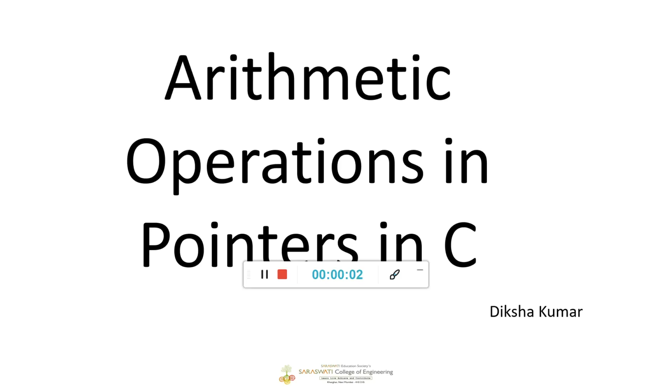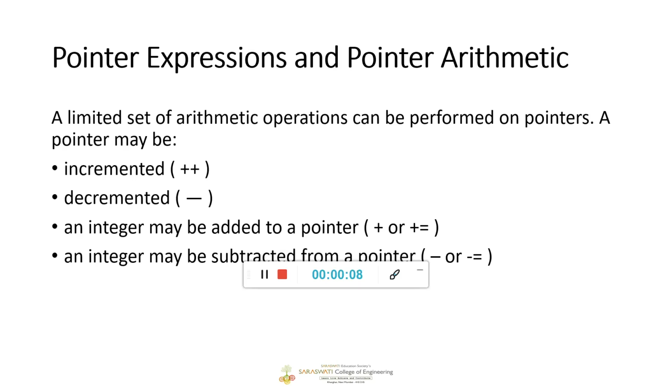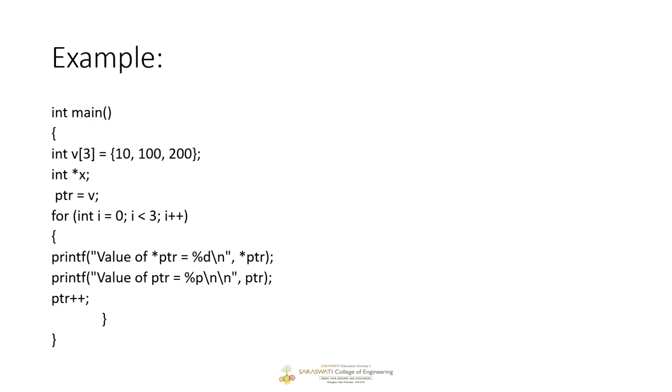Hello, in this video we will see arithmetic operations on pointers in C. There are very few arithmetic operations which can be performed on pointers: plus plus, which is an increment operator, minus minus, which is a decrement operator, and we can perform plus, that is addition, and minus, that is subtraction. Let us try to understand it with an example.